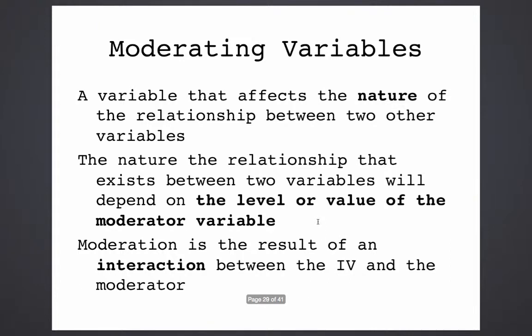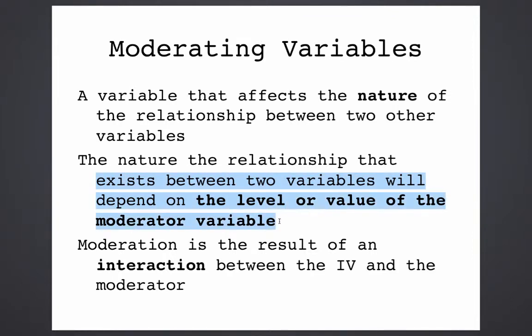Okay, moderation. So I told you earlier that moderation and moderating variables are variables that affect the nature of a relationship between two other variables. So essentially you have an independent variable affecting a dependent variable, but that relationship itself changes depending on the moderator variable. So another way to say this is that the nature of the relationship that exists between two variables will depend on the level or value of the moderator variable.